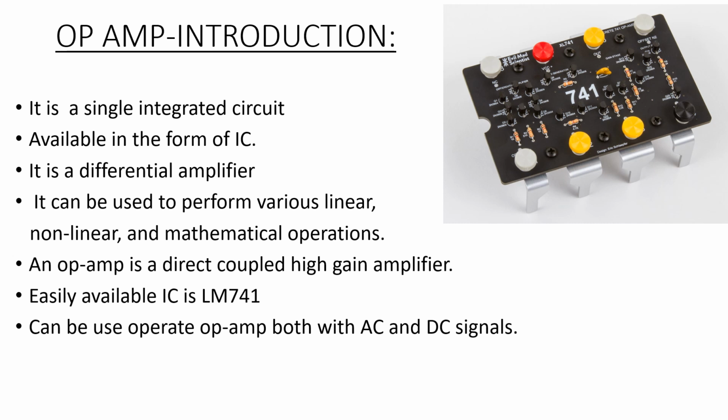So first let us see. Here you can see a picture. It is nothing but a simple op amp which is easily available in our market. It is LM741. Okay, here L means linear and M means monolithic. So LM741 is the IC which is shown in this diagram.